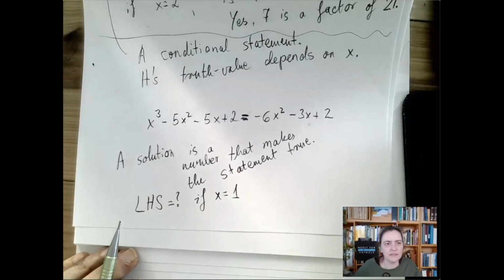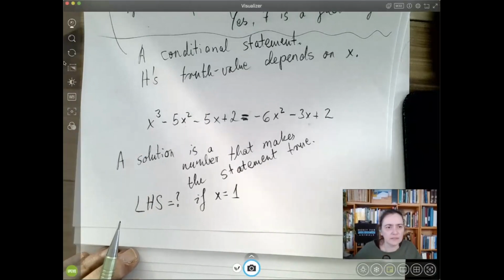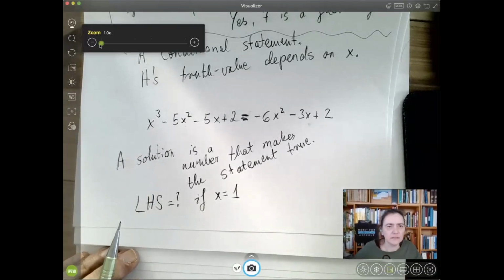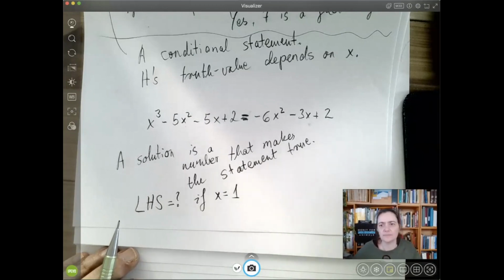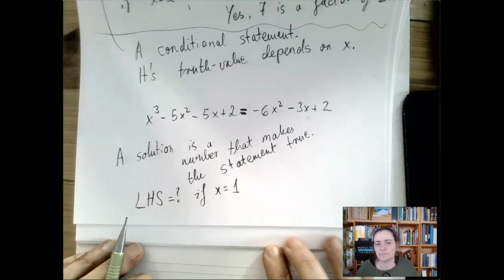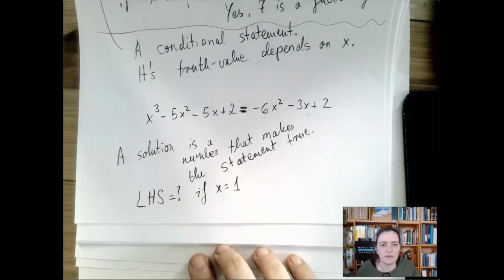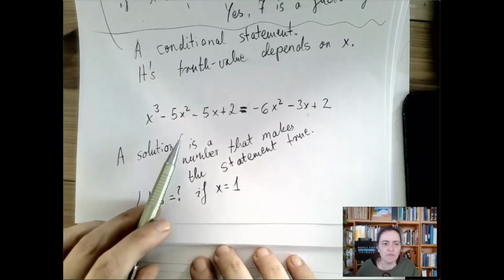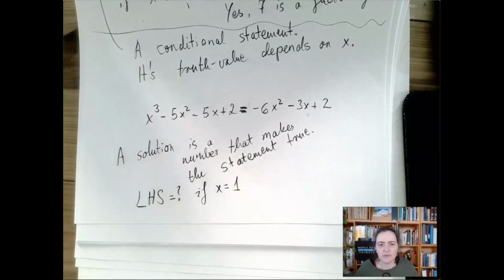It's zoomed in. This is so big. It's not zoomed in. What is the value? Evaluate the left-hand side if x is 1. 1 is one of the easiest numbers to substitute there.